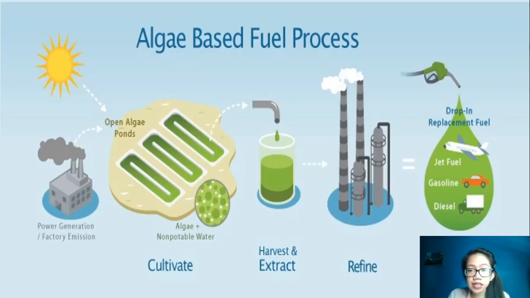Okay, so this is an example of a biomass: using algae in order to create a biofuel which we can power our vehicles. You have algae ponds wherein you cultivate a lot of algae, and once you have a lot of algae, you harvest that and extract the fuel from the algae. This will then be refined in order to be used as a replacement fuel for our vehicles. So it could be used to replace jet fuel, gasoline, or diesel.